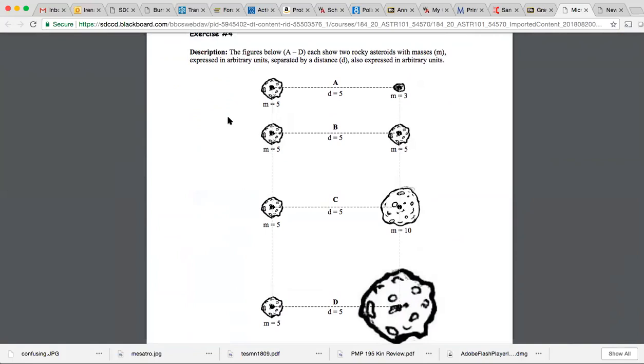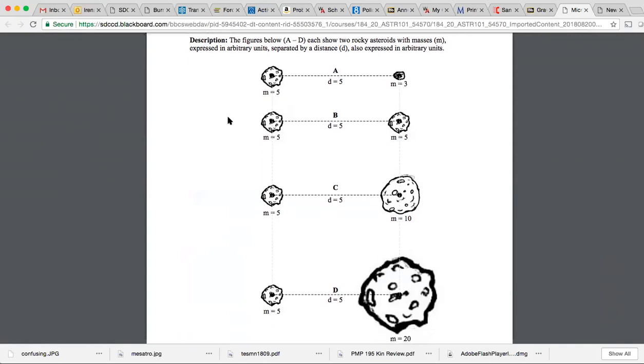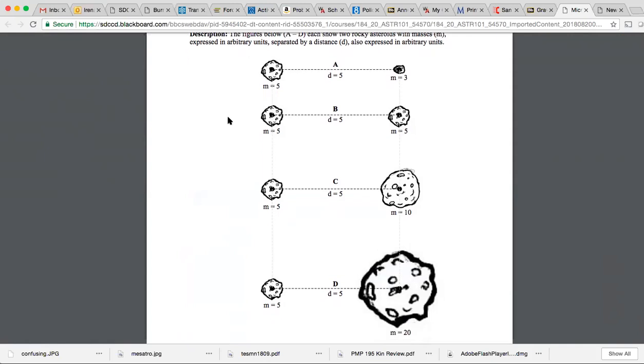You don't have to do any calculations. Even just when you look, you can say, right? Oh, it would feel the greatest force, I think, at the last image at the bottom, in the pair D. And why would that be the case? Because the asteroid on the right is largest. Yes, the greatest mass. Very good.